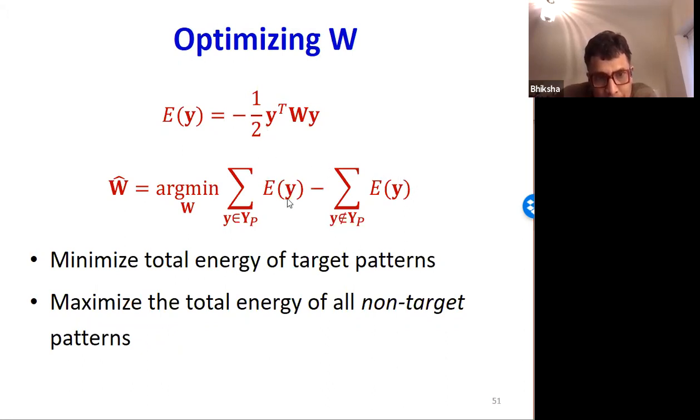And this E, of course, is a nice quadratic term. So this becomes a very simple quadratic minimization problem. It's actually an integer programming problem because the y's are all bit patterns. But this is a very simple convex optimization problem. And so this is what we're going to do. We're going to learn the W such that the total energy for all of the target patterns is minimized, and the total energy for all the non-target patterns is maximized. Okay.